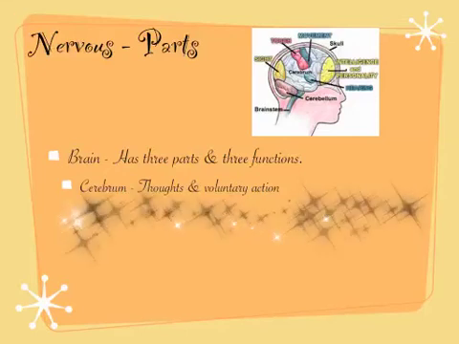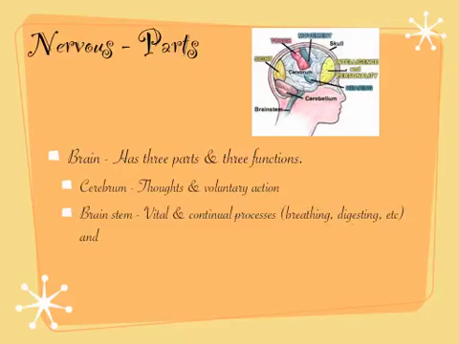Another part of the brain is called the brain stem. And the brain stem is for vital and continual processes. And so this is more like the involuntary actions: breathing, digesting. The final part of the brain is called the cerebellum. And the cerebellum really helps you balance and coordinate.